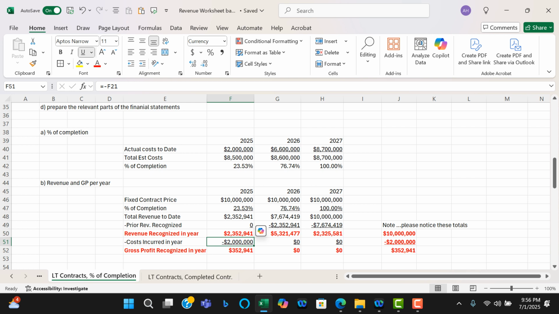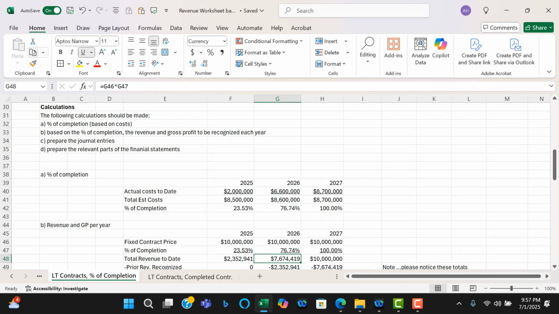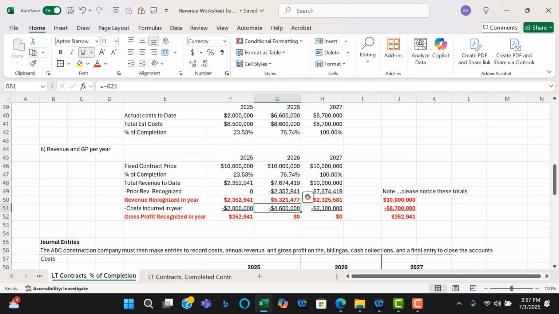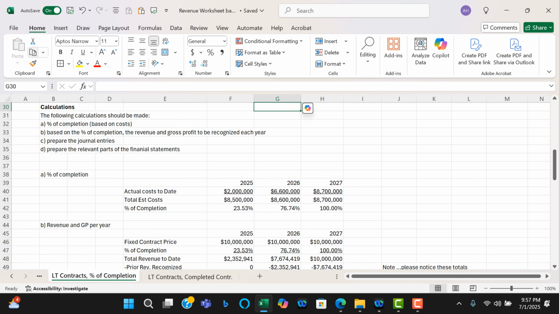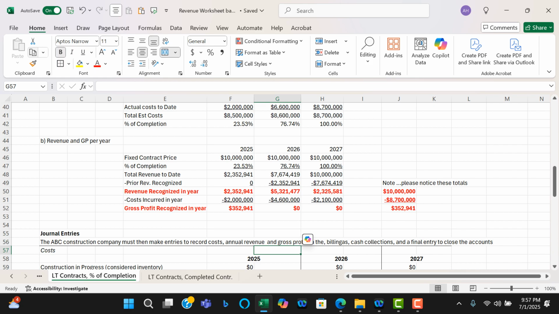And we're going to do the same thing in the next 2 years. I think I can just copy this number over like this. Okay, so in the next year, we're recognizing revenue based on almost 75% complete, but we had costs incurred during the year, which I pulled from right there. These two numbers here. Actual costs incurred were 4.6 and 2.1 million.